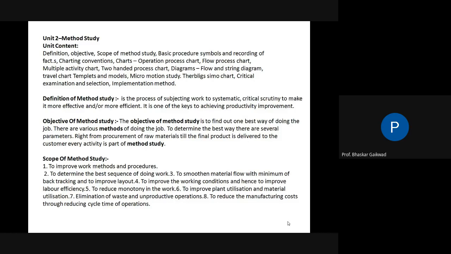Two operations can be combined. Manpower can be reduced. Wastage of raw material and the power required to make that product, is it possible to reduce? Is it correct?